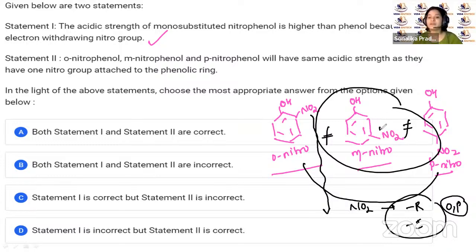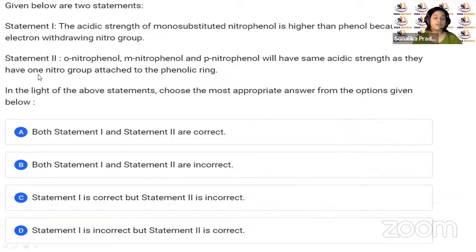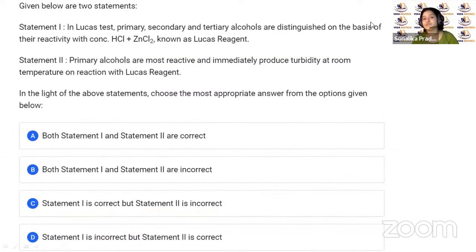But talking about the meta position, here the minus R effect is not there. Only minus I effect can be experienced. So it is not that effective in withdrawing the electrons, right? So can I say that statement 1 is correct, but statement 2 is wrong? So which one is going to give us the correct one? Your correct answer is going to be option C, right? Yeah, statement 1 is correct, but statement 2 is incorrect, right? Here children, moving on to the next question. So next question on your screen, try everyone.